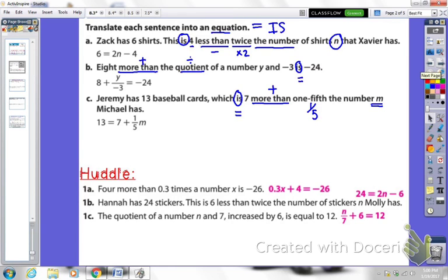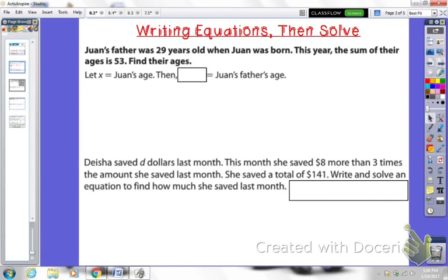All right, next page. So here we need to write an equation and then actually solve it. So we know that Juan's father is 29 years old when Juan is born. This year, the sum of their ages is 53. So remember, sum means plus, and it's equal to 53. I need to find both ages.